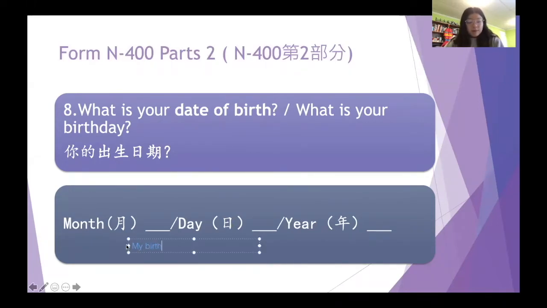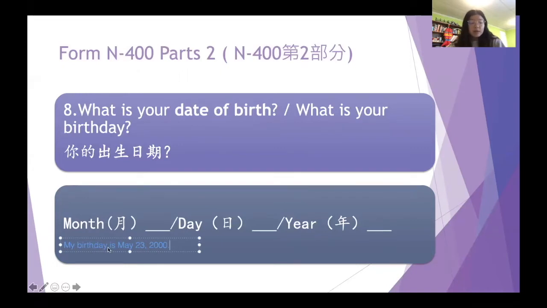My birthday is May 23rd, 2000. 这就是我的生日，所以我就回答 My birthday is May 23rd, 2000. May 是 month, 月。二十三, 23rd 是日期 day, 然后 2000 是年 year, 所以先说月再说日然后再说年。My birthday is May 23rd, 2000.